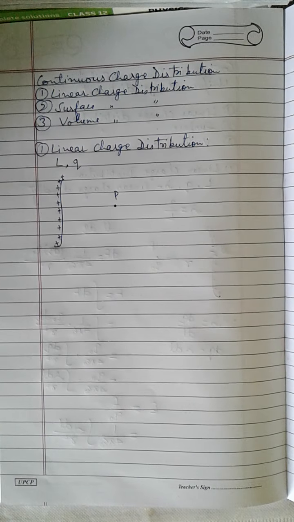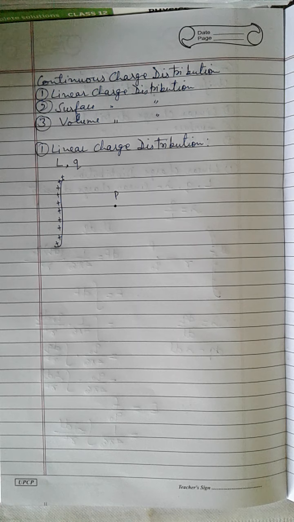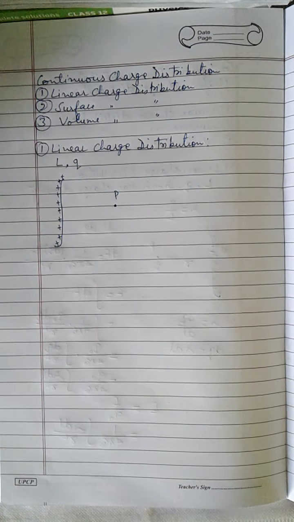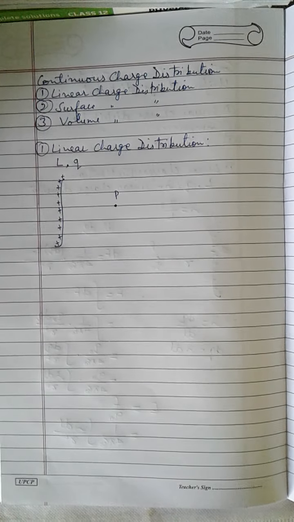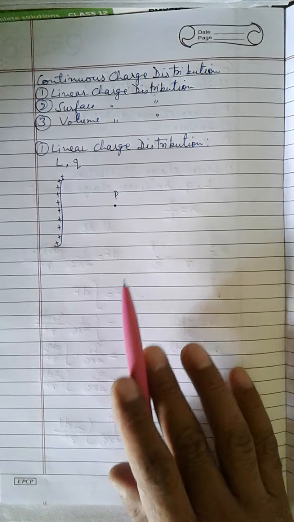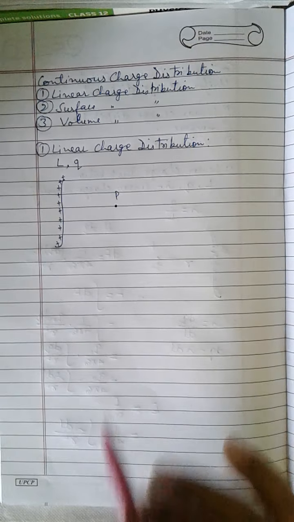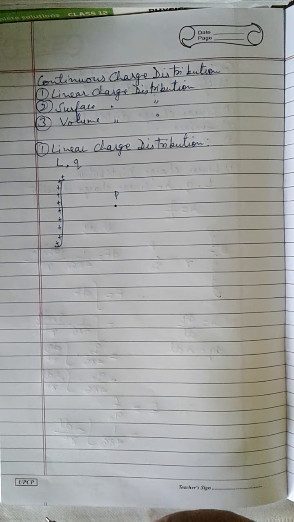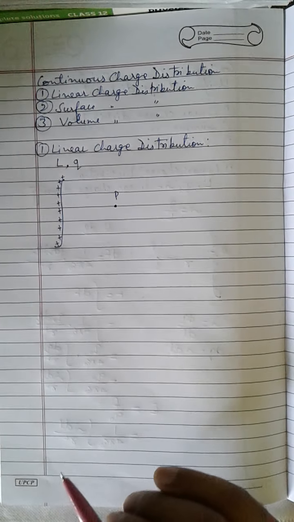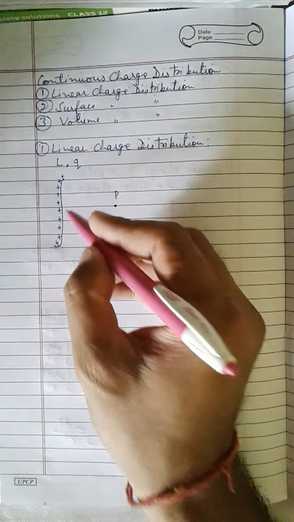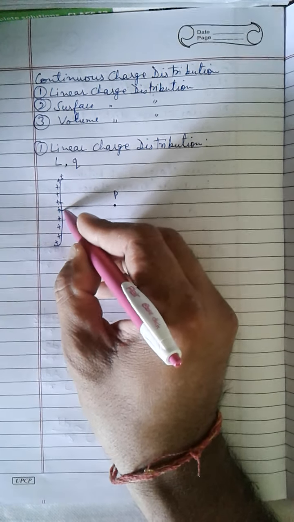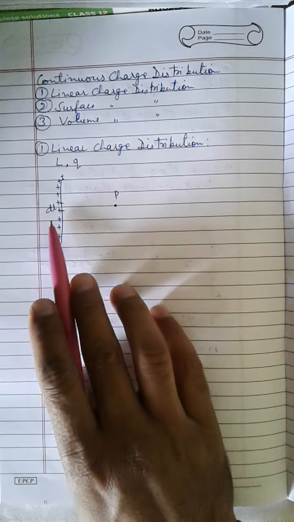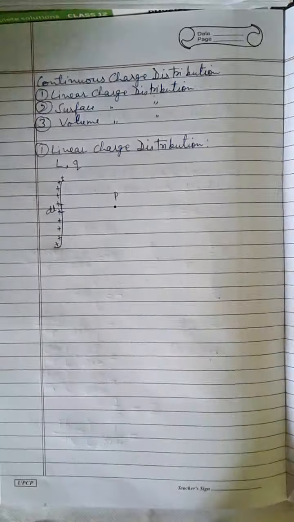But we don't have any direct formula to find the electric force at P due to this whole wire. We want to apply the Coulomb force, but Coulomb force is for point charges, and this is not a point charge, this is a continuous distribution of the charge. Fine. So what we'll do, we will take a very small element, and the small element has length dl.